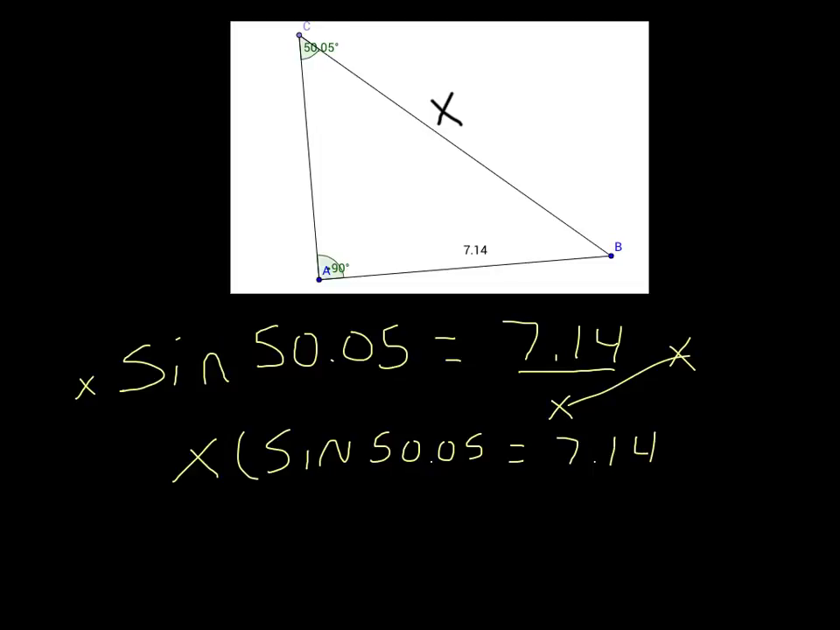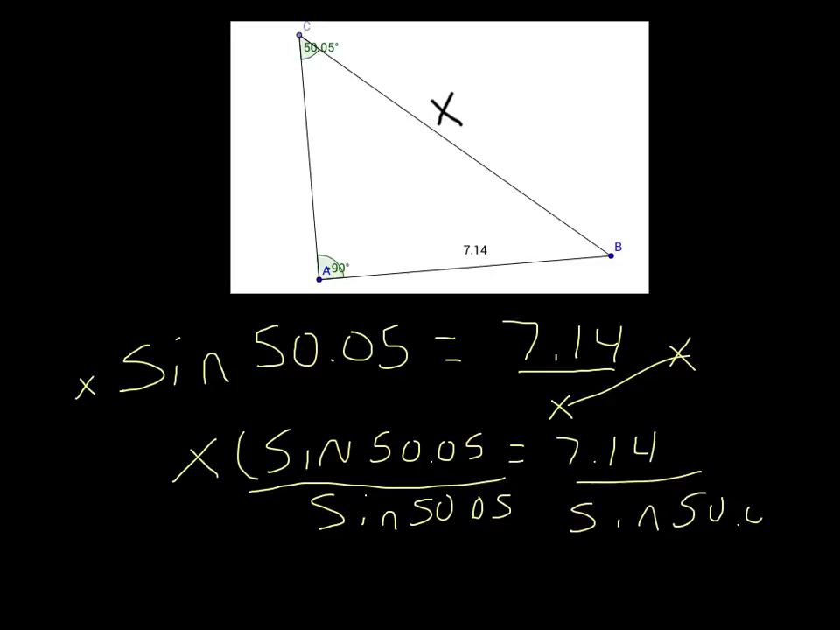50.05. But we're not done solving it because we still got something with x. So we got to divide by the sine of 50.05 on both sides. And put that into the calculator. x equals 7.14 divided by the sine of 50.05. And you should get that x equals 9.314, which is good because it should be the longest side.